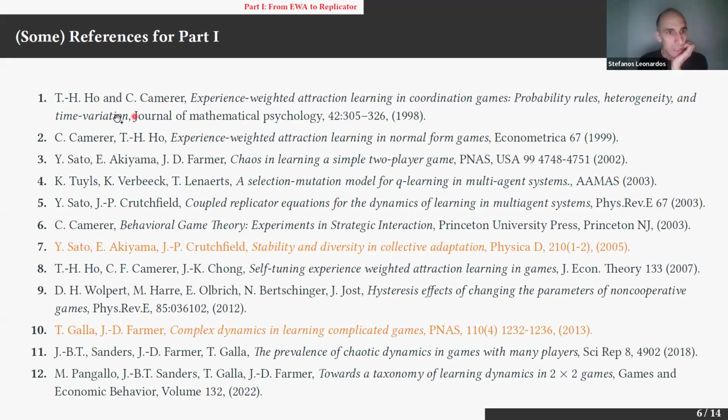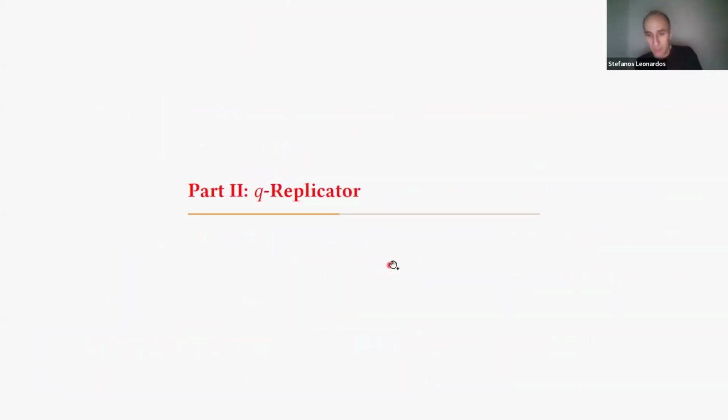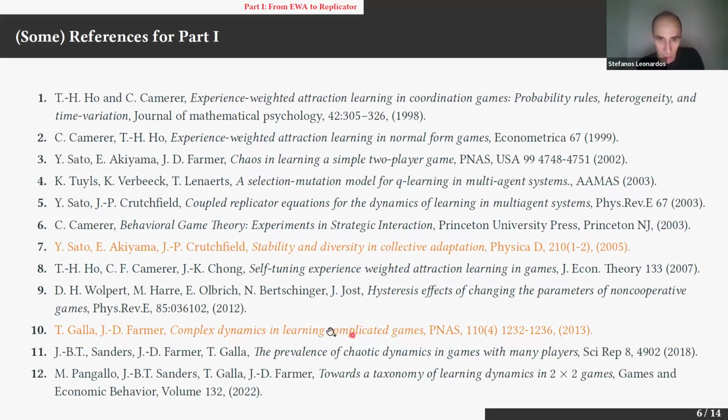The first papers are from Camerer and Ho, who introduced experience-weighted attraction learning. It has then been used quite a lot in physics and game theory, and it started appearing in computer science conferences. Of course, the list is not exhaustive. If you have worked on these dynamics and don't see your name here, know that many people have derived them and used them in research. The papers I use mostly for this presentation are the work from Sato and Crutchfield, from where I also took this figure, and the Galla and Farmer paper in PNAS, on complex dynamics in very complicated games.